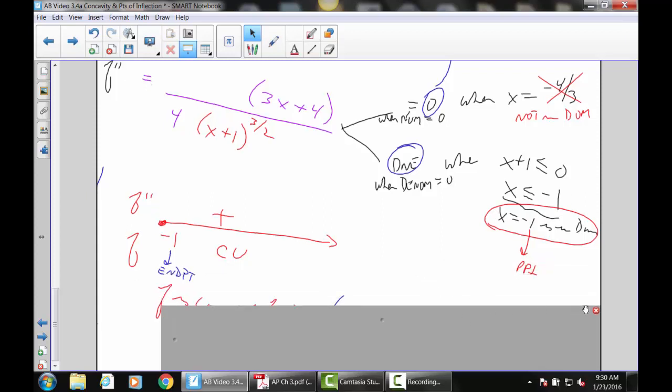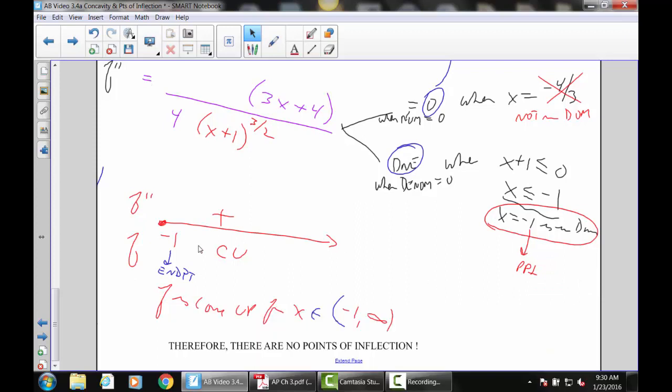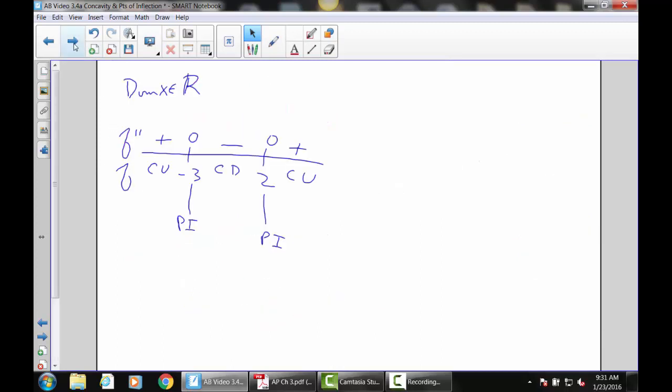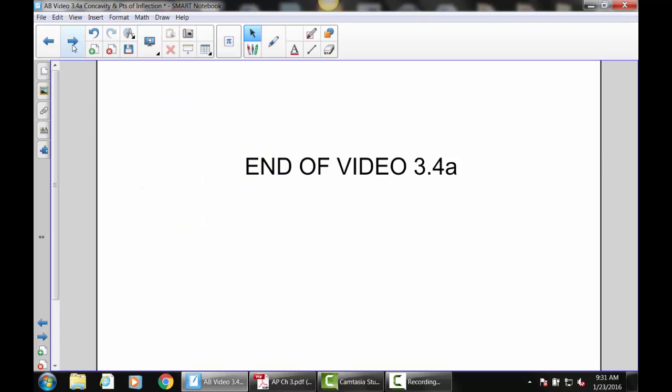As it turns out, you really don't have any critical numbers because the negative 1 is the endpoint of our graph. So we do still plug it in and find out that if you plug in anything bigger than negative 1 into the second derivative, you'll get a positive, and therefore you know the graph is concave up the whole time, but it certainly does not have any points of inflection. So it's just a kind of review here: concave up, concave down, concave up, points of inflection, and that's the end of video 3.4a.